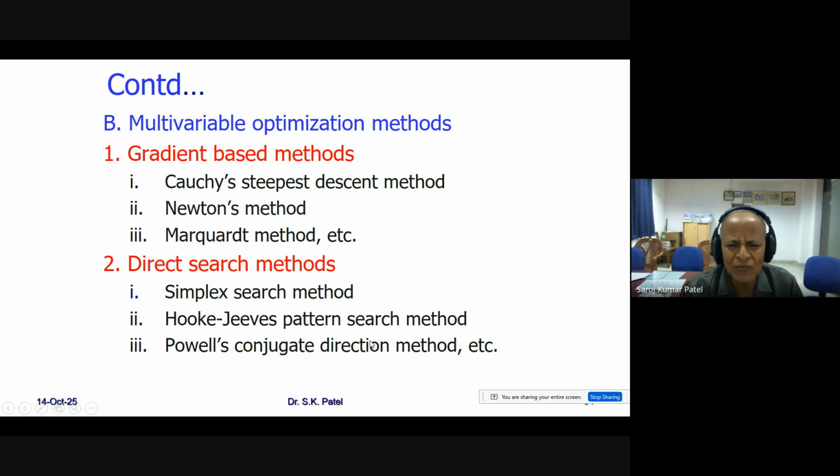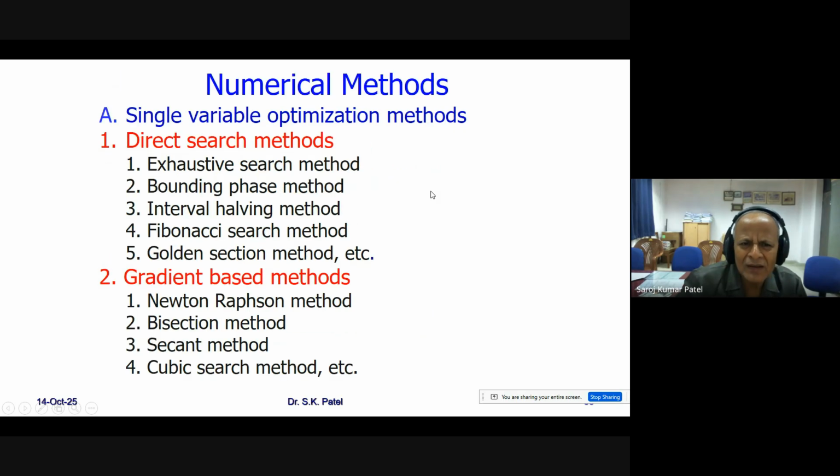In today's class, we will learn the Hooke-Jeeves pattern search method. And here we learn Cauchy's steepest descent method. And then here one method we will discuss, the exhaustive search method, and from here one method we will select, one from the first 2 and one from these 3, and one from gradient based methods, depending upon the time availability.